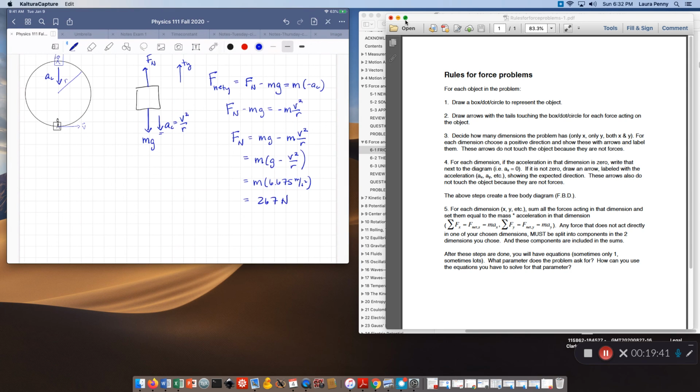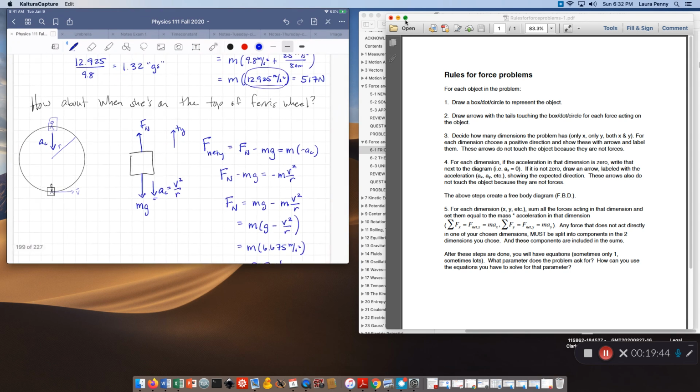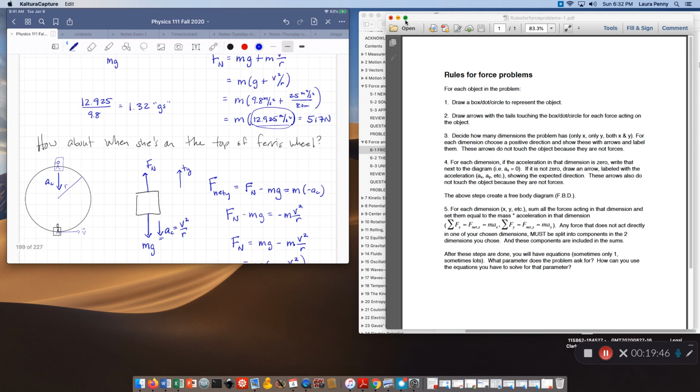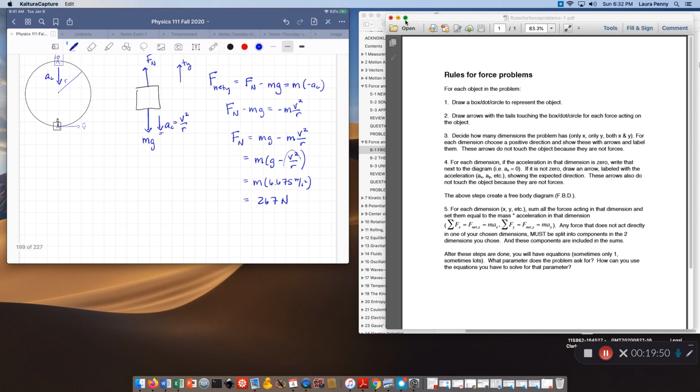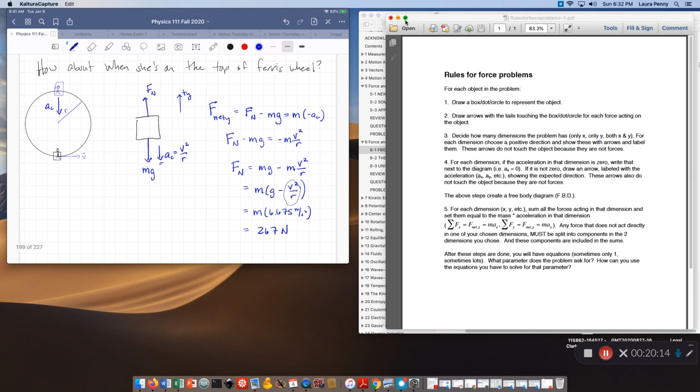And in fact, the amount that I have too much up here at the top plus v squared over r, that's the amount I have too little compared to gravity. When I'm at the bottom, I have too much-ish, and when I'm at the top, I have too little, and it's the same amount. It's just you're adding it when you're at the bottom of the Ferris wheel and you're subtracting when you're at the top.